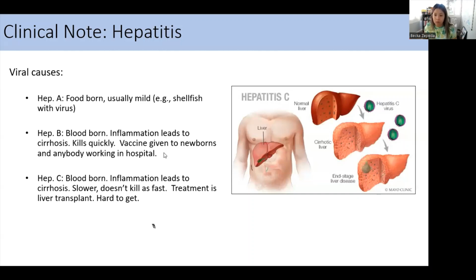Here's a normal liver, and then a cirrhotic liver. You can see all the inflammation that's occurring, with these little bubbles on the outside and on the inside of the liver. That's a cirrhotic liver, and then it can get even worse and cause lots of fibrosis and end-stage liver disease. Treatment for this would be a liver transplant, but liver transplants are very hard to come by.